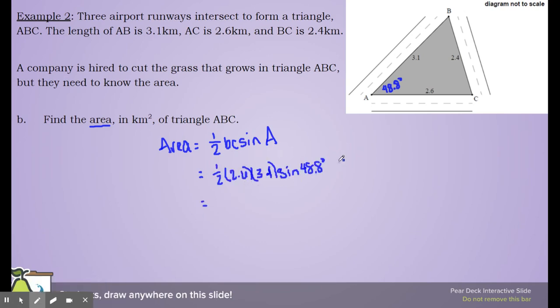When I put this in my calculator, again, I have to remember I'm in degree mode since the angle I found is in degrees. And when I do that, I get 3.03 square kilometers.